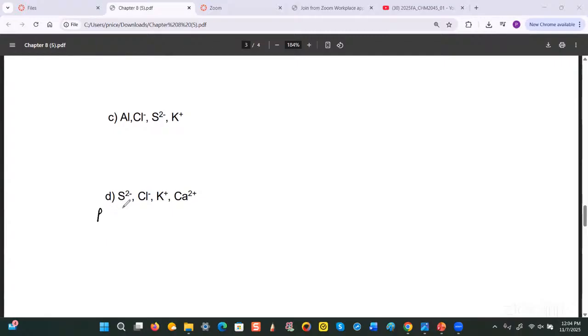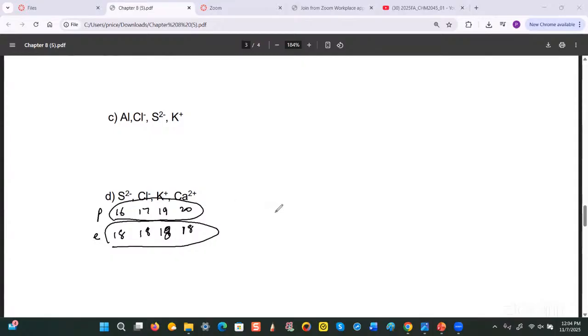So let me start off with the protons here. Sulfur has 16, chlorine has 17, potassium has 19, and calcium has 20, right? But in terms of the electrons, sulfide would be 18 electrons, chloride would be 18, potassium would be 18 as well, I'm sorry, and calcium will be 18. So this one will be relatively easy because they all have the same number of electrons, but they have different nuclear charges, all right?